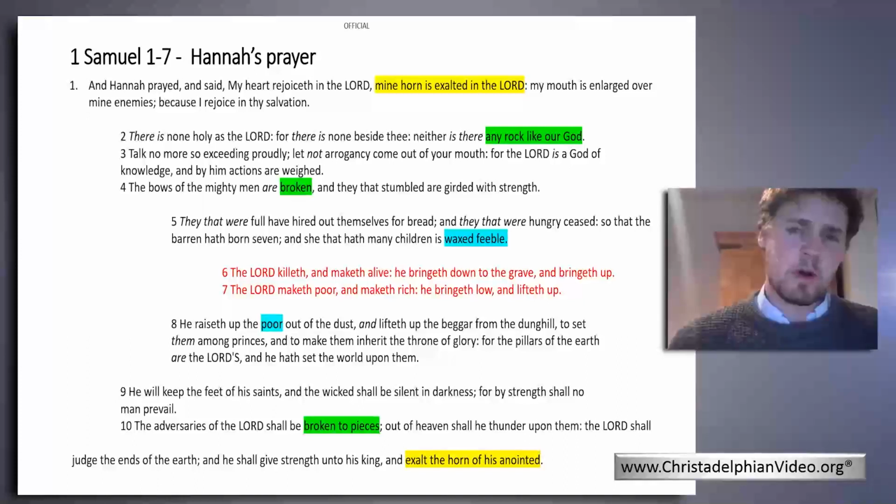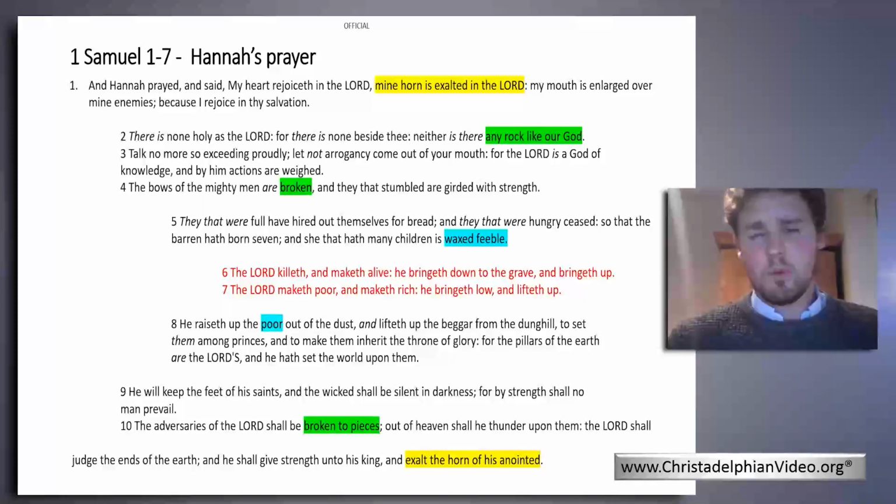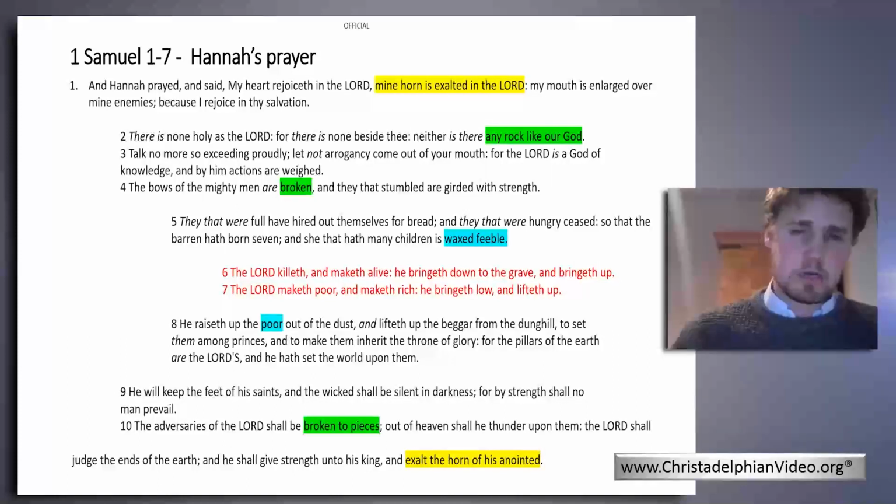is 2 senses in which God is a rock. One is that he is a rock, a source of strength for those that trust in him, and a thing that breaks those that do not trust in him. And so we see there that the bows of the mighty are broken, and they that stumbled are girded with strength. And this idea then is that God is there as a support and a strength to those that trust in him, and that he is a threat and a destructive force to those that lift themselves up in pride and do not trust in God.